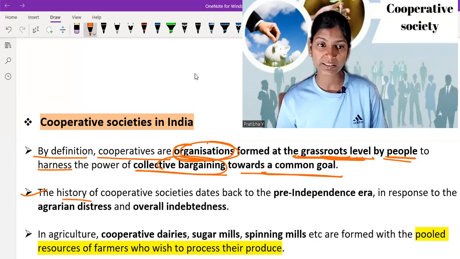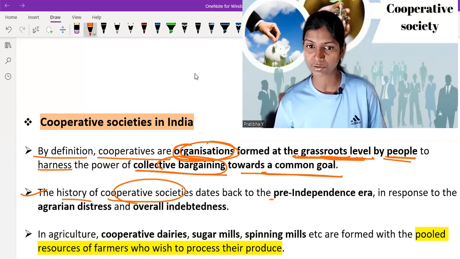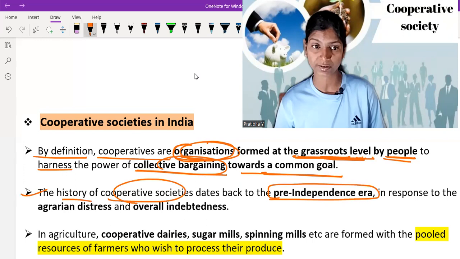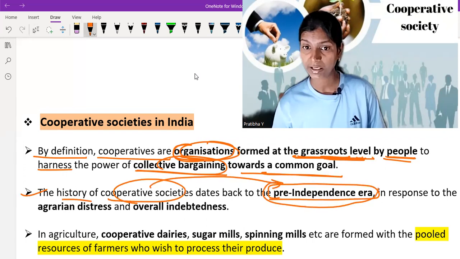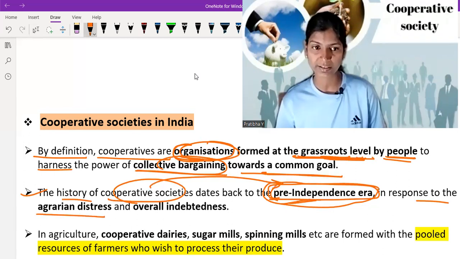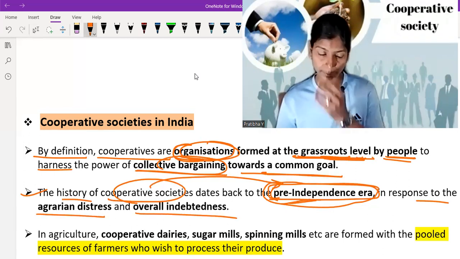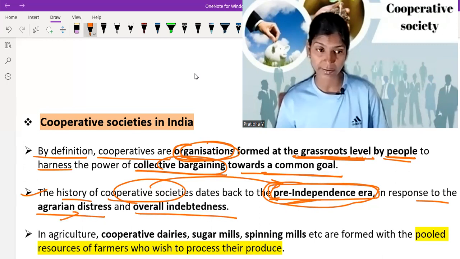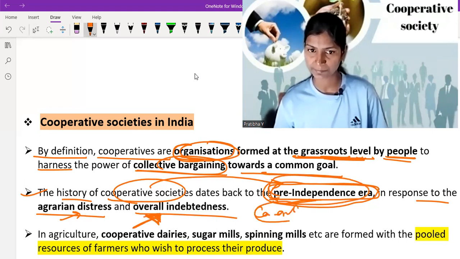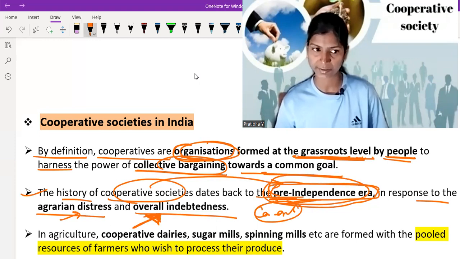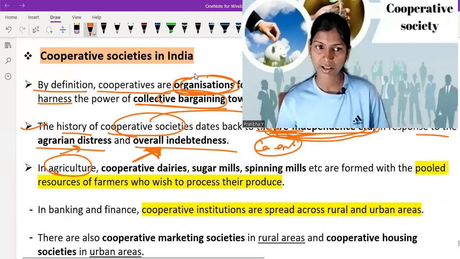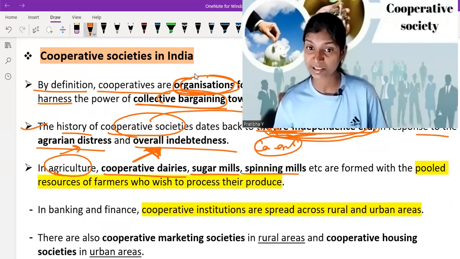Next, the history of cooperative societies dates back to the pre-independence era. It is not that cooperative societies were established after independence. No, it dates back to the pre-independence era, in response to agrarian distress and overall indebtedness. In that situation, in that atmosphere, the concept of cooperative societies emerged. Next, in agriculture, cooperative dairies, sugar mills, spinning mills, etc.